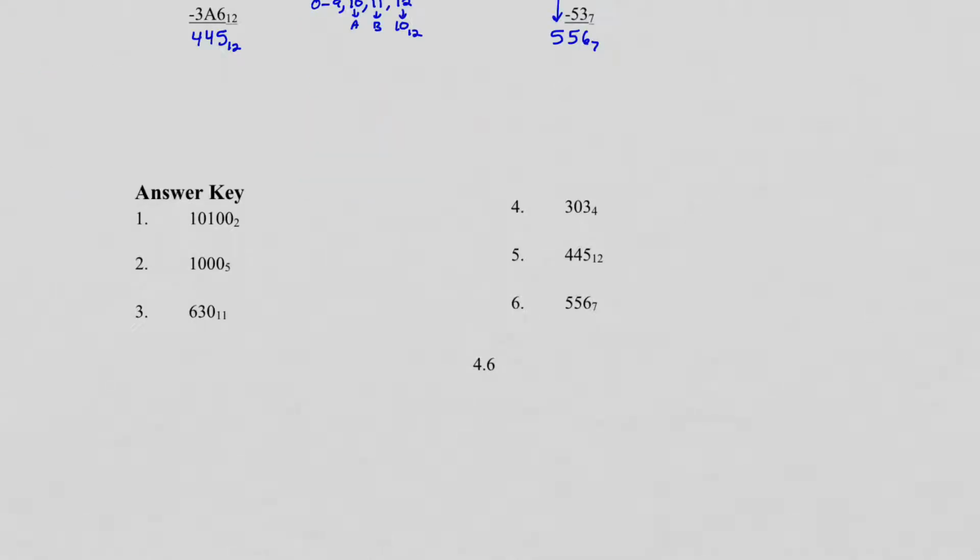Alright guys, so I just noticed that the key for number 4 is missing a 1, so that's a typo. It should be 1303, base 4. And also you're missing some extra book practice, so we have page 192, numbers 7 through 29 odd.